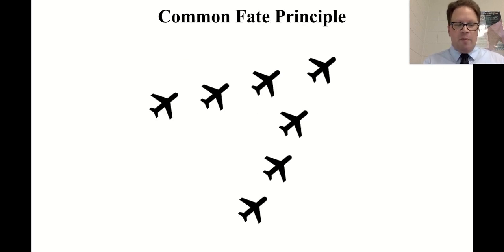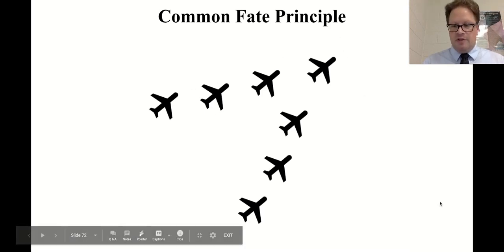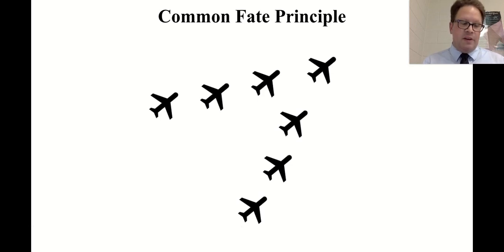We also have the common fate principle that states that we tend to group similar objects together that share a common motion or a destination. So we are assuming that, oh, they're all going in this direction. That's, again, another thing the mind does.